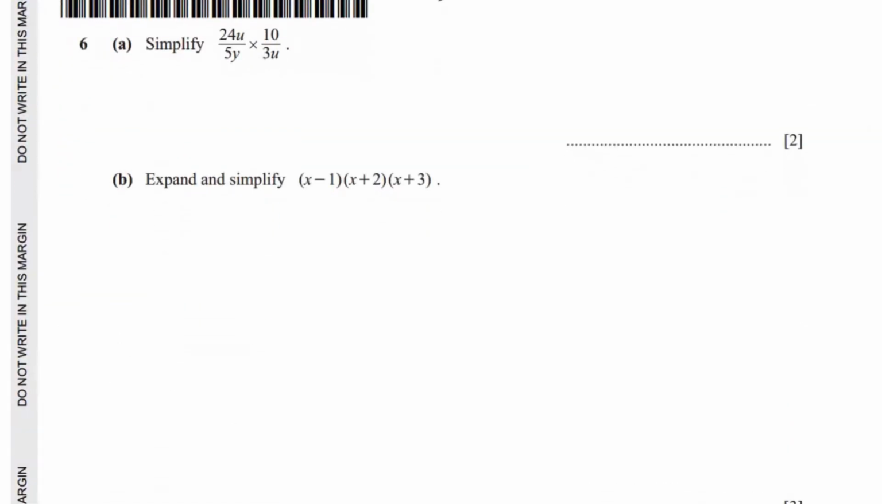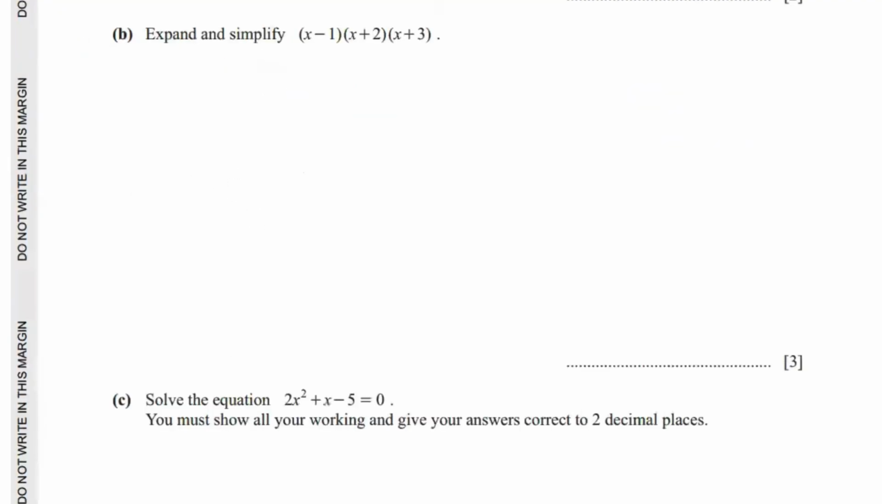Question 6 says simplify 24u over 5y times 10 over 3u. When we are multiplying fractions, the simplification can take place vertically or diagonally, not horizontally. So we know 5 ones are 5, 5 twos are 10, 3 ones are 3, 3 eights are 24. The u also gets cancelled out, so we have 8 times 2 over y, which is 16 over y. That is your answer.